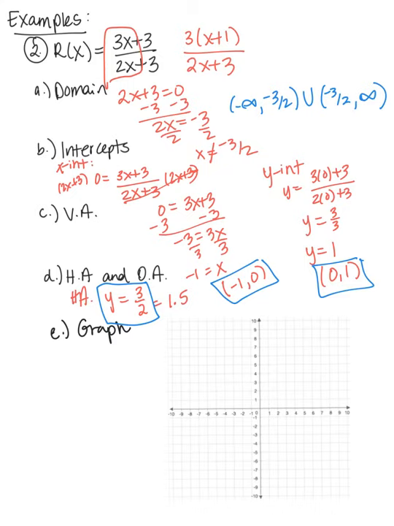Oh my gosh, I skipped the vertical asymptote. Let me go back. My bad. So I want to find the vertical asymptote. The vertical asymptote is found by setting what's left in that denominator equal to 0. So I see that 2x plus 3. I'm going to set that equal to 0 and solve it.